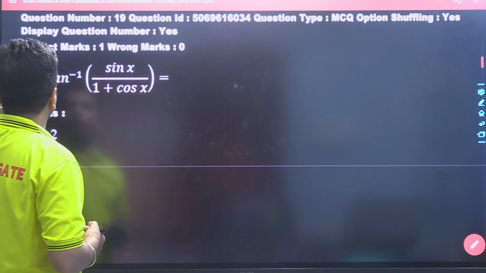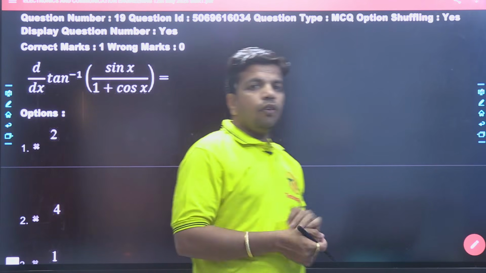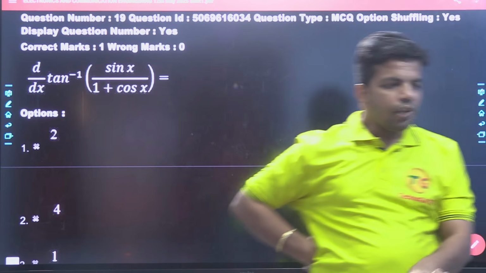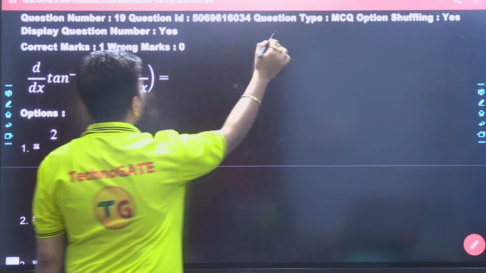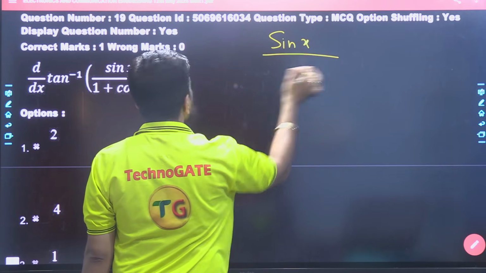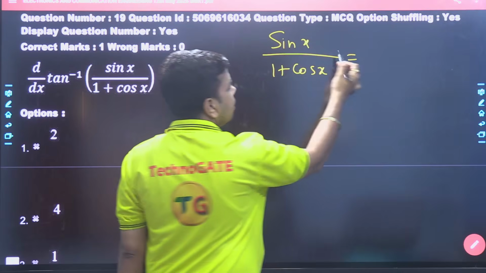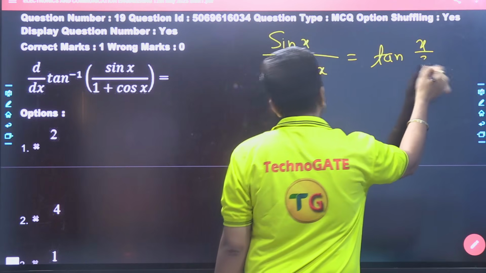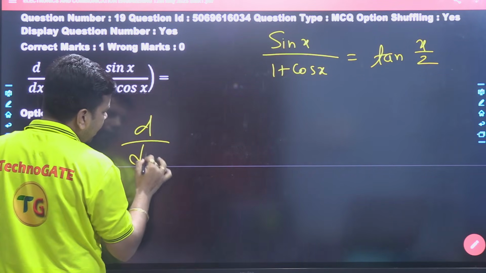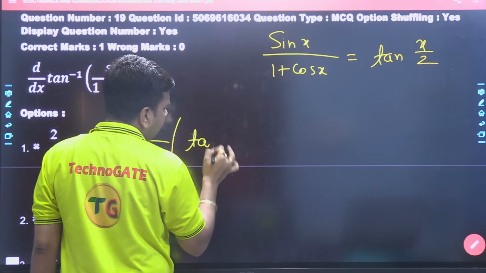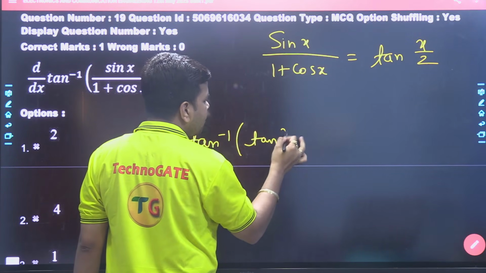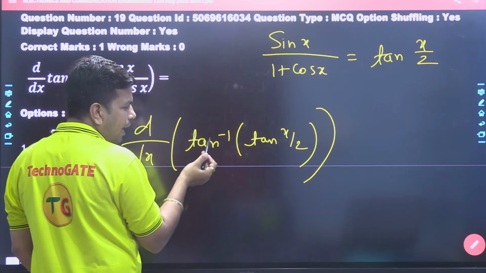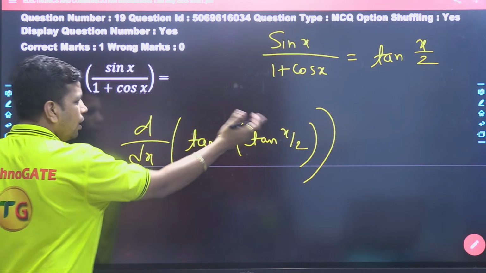Now we need to do the differentiation of tan inverse of sin x upon 1 plus cos x. First of all, we know that sin x upon 1 plus cos x is equal to tan x by 2. This is an identity. Just put that value here. So d by dx of tan inverse tan x by 2. If you are taking tangent inverse of tan, it becomes only x by 2.